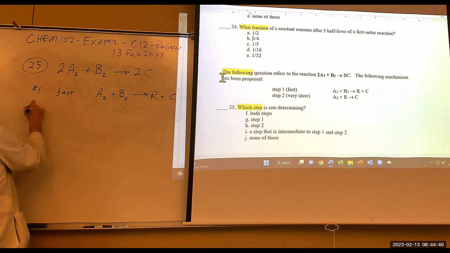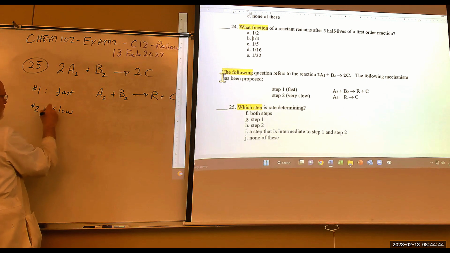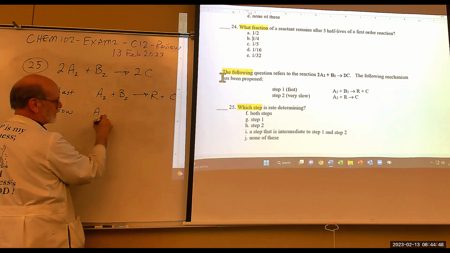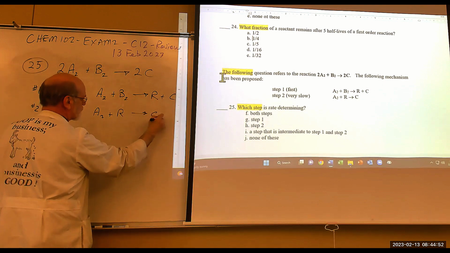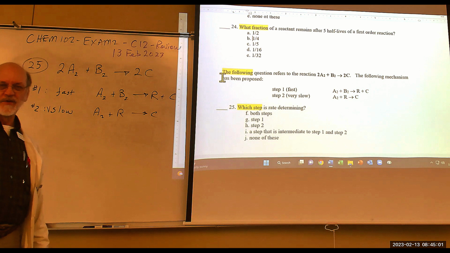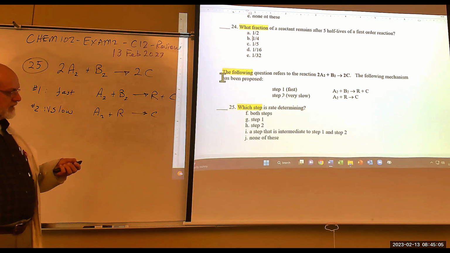And then step 2 is the slow one. In fact, very slow. So now we take another A2 plus that intermediate and yields C. Right? So which step is the rate determinant? Oh, this wasn't all that bad after all, was it? Which one is the rate determining step? Well, of course, it's that one right there. Step 2.